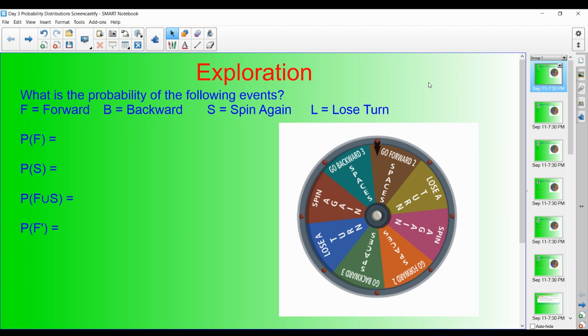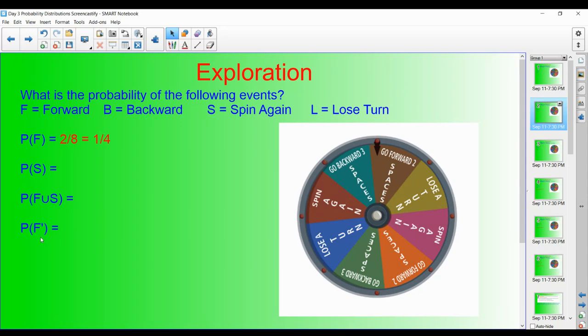Let's talk about probability distributions. We're going to learn about one called the binomial distribution. So we're going to do a binomial experiment and figure out the probability of an event either happening or not happening. Let's first take a look at the probability of the following events. Using this spinner, what's the probability it lands on forward or spin again? We're going to remember what these symbols meant.